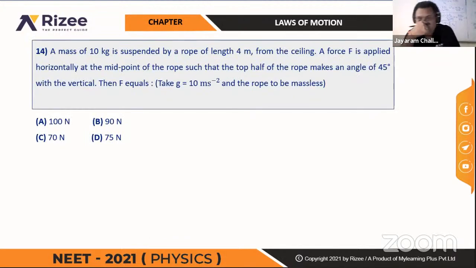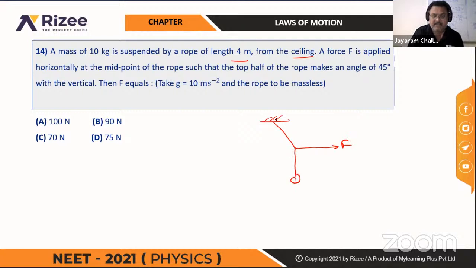So now next one, please. A mass of 10 kgs is suspended by a rope of length 11 meters from the ceiling. A force F is applied horizontally at the midpoint. So that means from a rigid support, a pendulum is hanging at the center, and you are applying a force F like this.